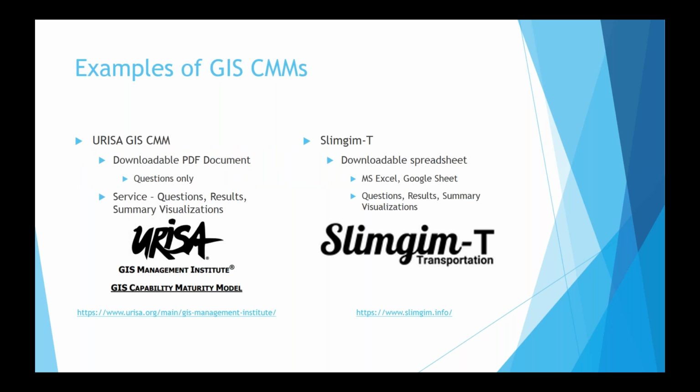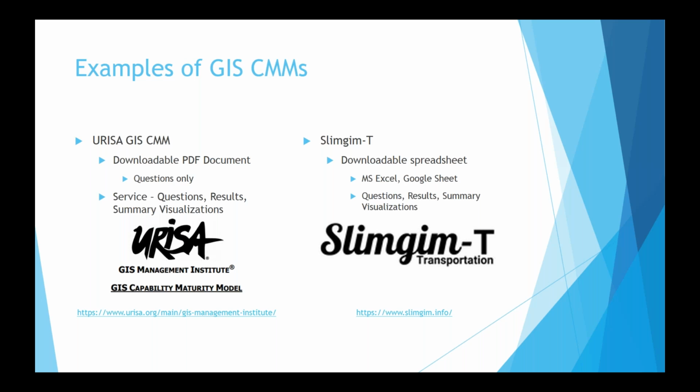For today, I will highlight two specific GIS CMMs. One of them is the Esri GIS CMM. This is available as a PDF document on the Esri website. The PDF document itself just has the questions that you can ask your agency when you do the self-assessment. They also offer a service. Esri offers a service where you can fill out the questions using a web browser.